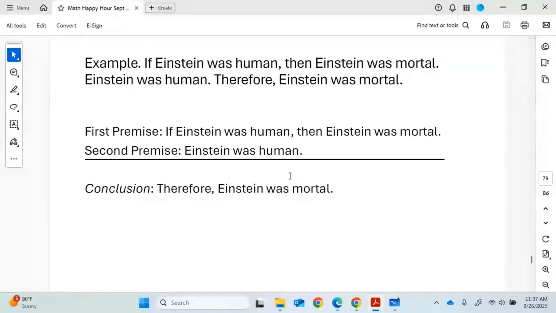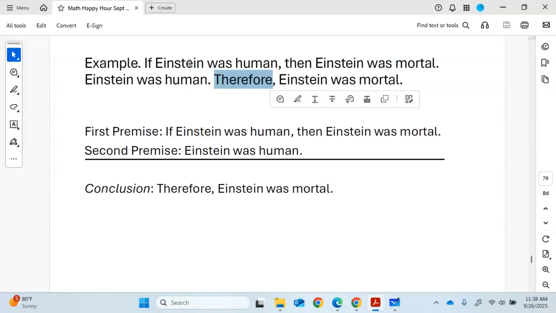Now, here we have an example of an argument. It says, if Einstein was human, then Einstein was mortal. Einstein was human, therefore Einstein was mortal. If you read it, you realize that there's a conclusion, and this word "therefore" is telling us that that's our final conclusion. So everything else is actually a premise.